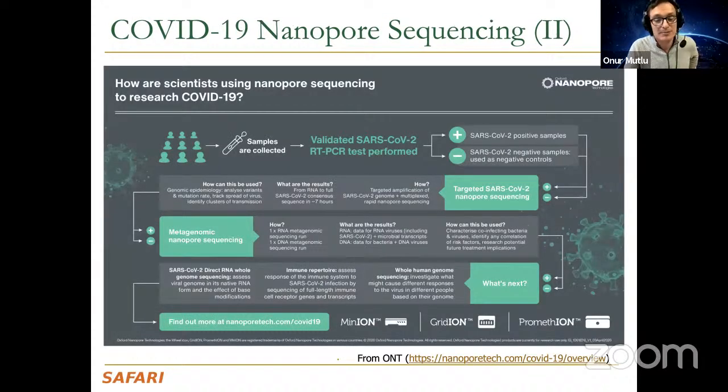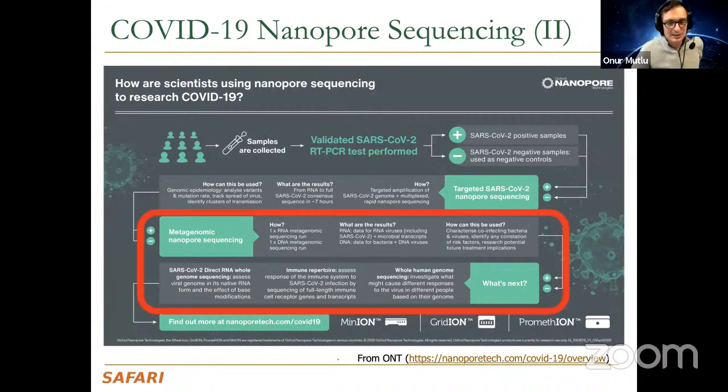And this is also from Nanopore's website, which is actually, I think, nice because they talk about what else this can be used for. They basically say you can do more stuff than what we just discussed. They can research potential future treatment implications, identify correlation for risk factors. So basically assess viral genome in its native RNA form and the effect of base modifications so that you can track strains, for example, different sorts of strains and different sorts of mutations and their effects on potential effectiveness of known vaccines or other treatments.